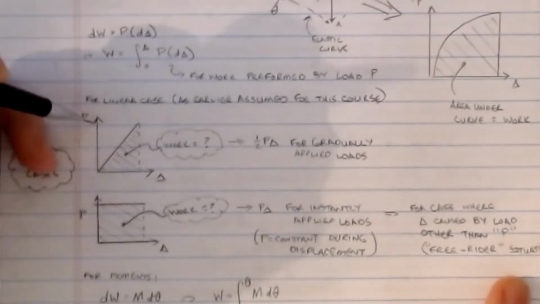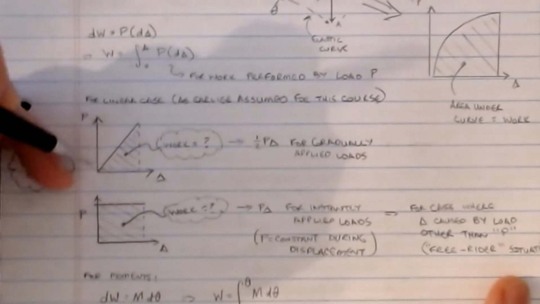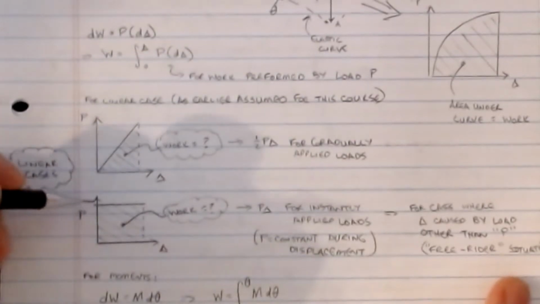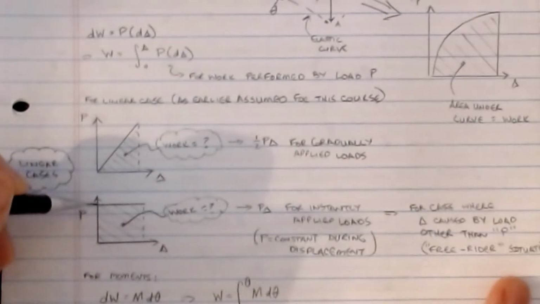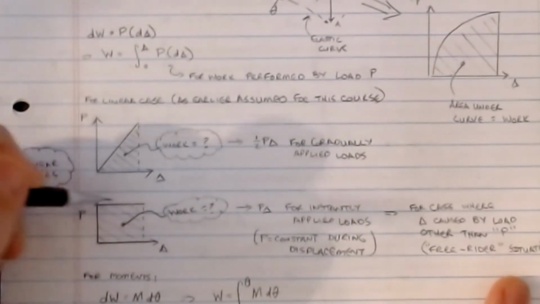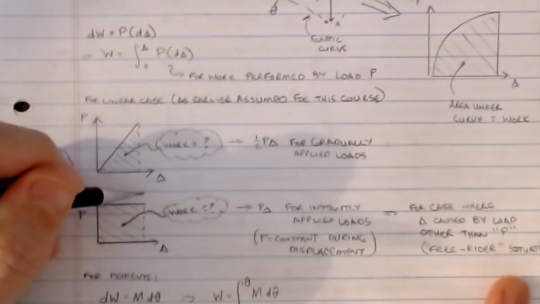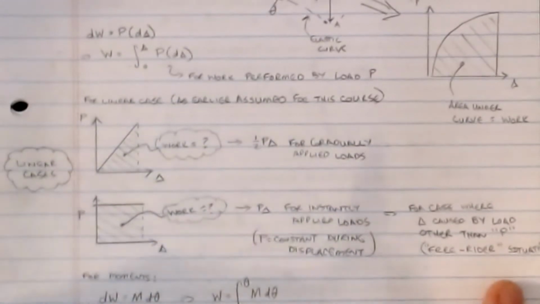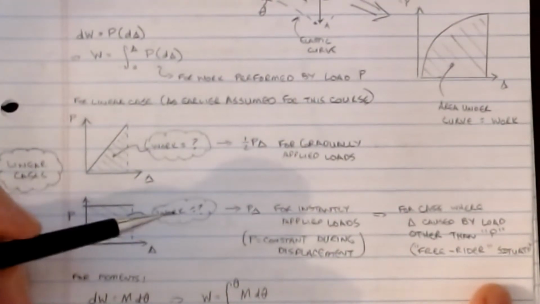for a gradually loaded beam, the work is going to be equal to 1/2 of P delta, because we've made a triangle here, as opposed to, say, a load that is instantaneously applied. There is no gradual buildup. It just hits and it's there. In that case, this is my P delta curve. And you can see that now for instantaneously applied loads, it's P delta. And so that's what we're going to be looking at.